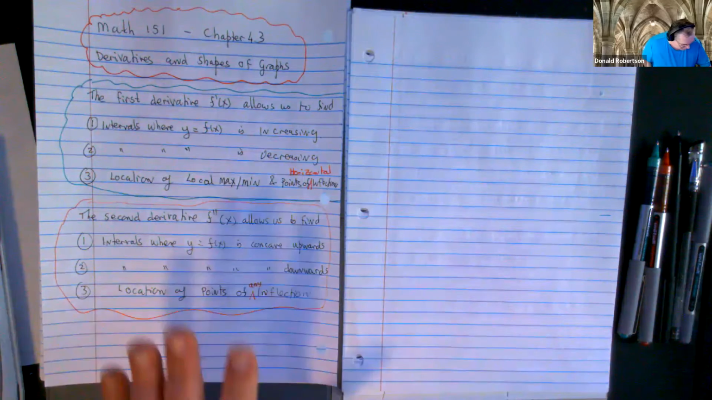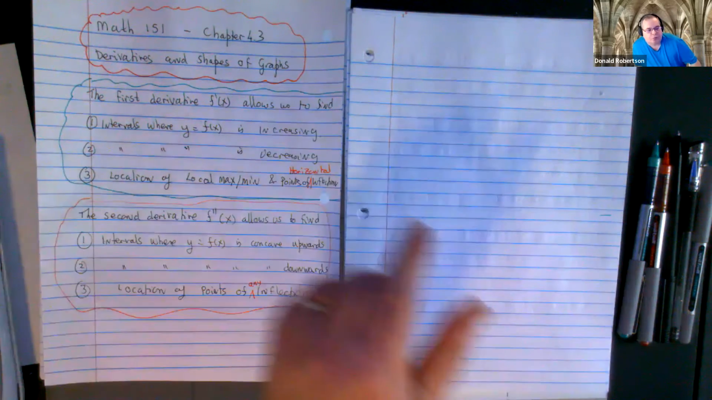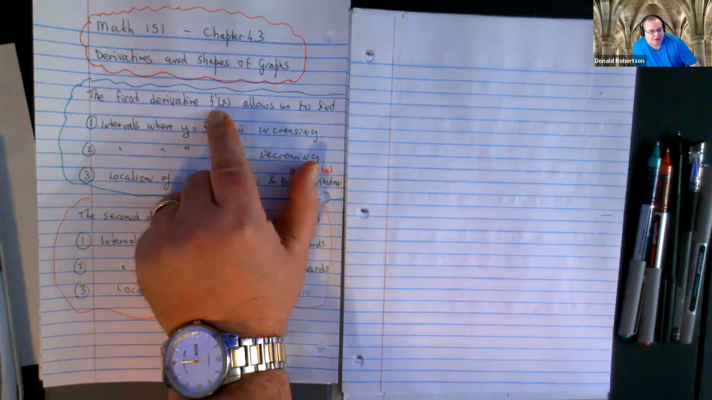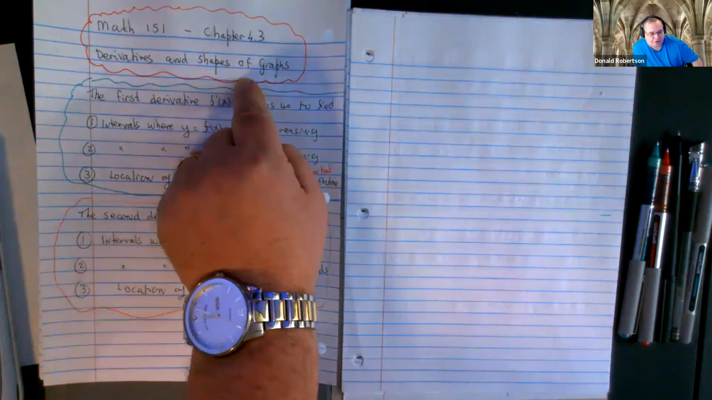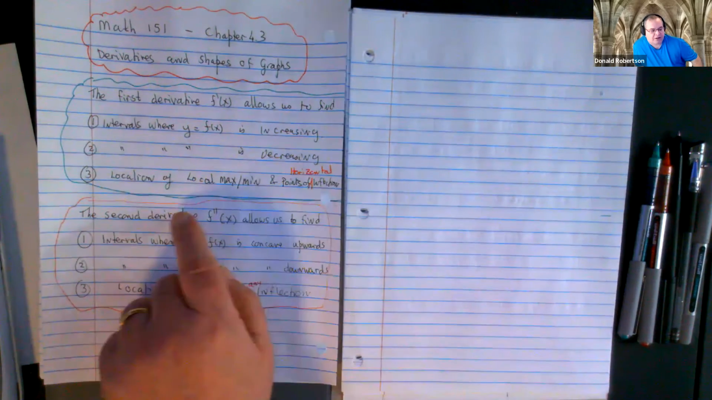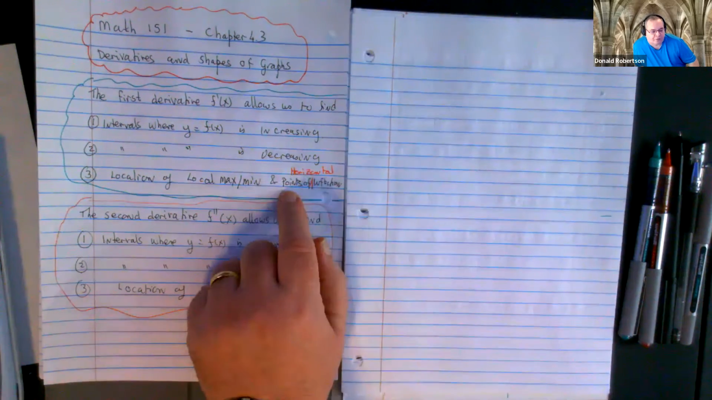Okay, we are working on using derivatives to help us figure out what the shapes of graphs are. At least that's what the heading is. There are two derivatives that we use. The one that, in my opinion, is the most useful for telling you the most amount of things is the first derivative. And the first derivative allows you to find the intervals, the values of x, where the function is increasing from left to right, it's going uphill, or where it's decreasing from left to right, it's going downhill. It even allows you to find local max, local mins, and horizontal points of inflection.